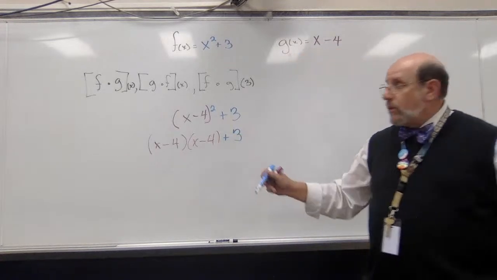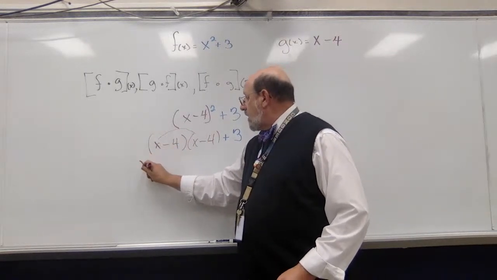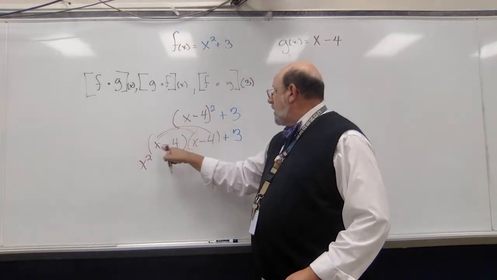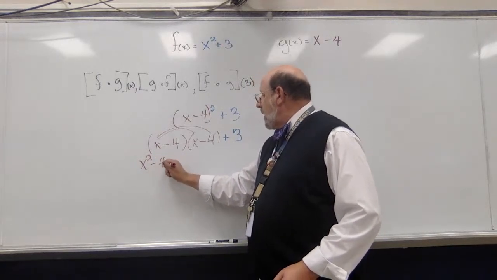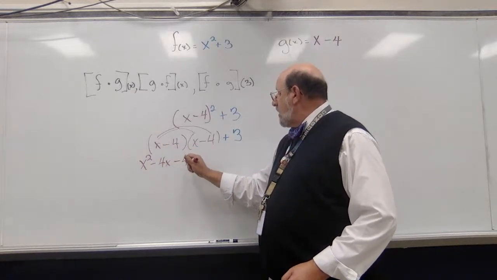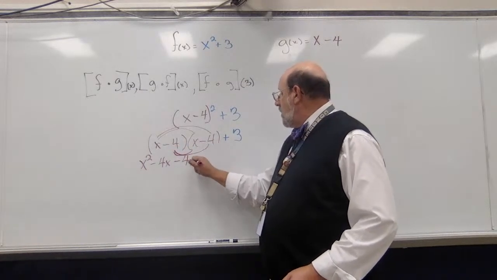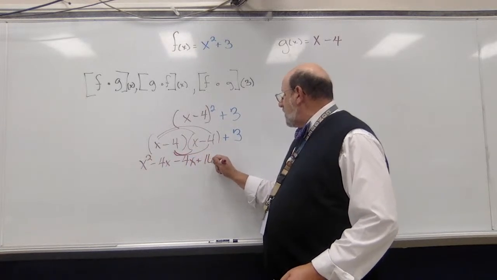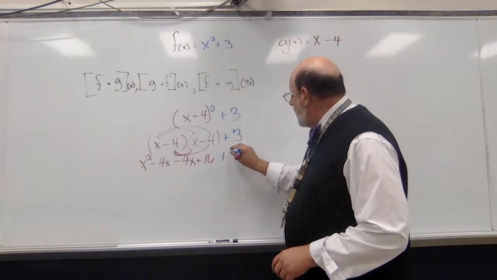So far, so good. We're doing really well. All we have to do is FOIL this, right? First, that's x times x, which is x squared. Outsides, x times minus 4 is minus 4x. Minus 4 times x is minus 4x. And lasts, which is negative 4 times negative 4, which is plus 16. What do we leave? That leaves us with plus 3.